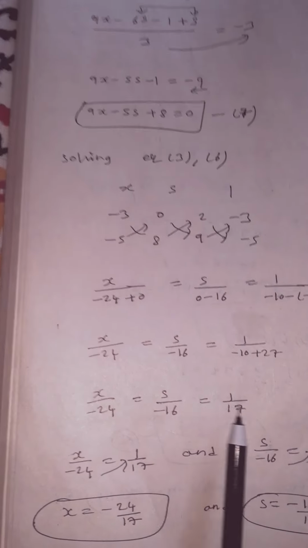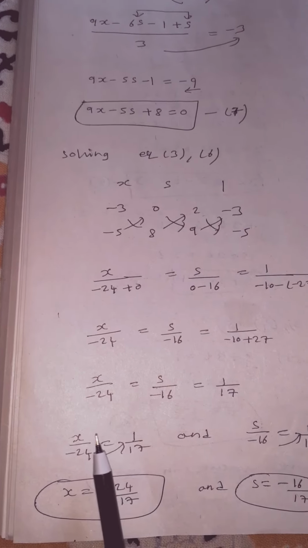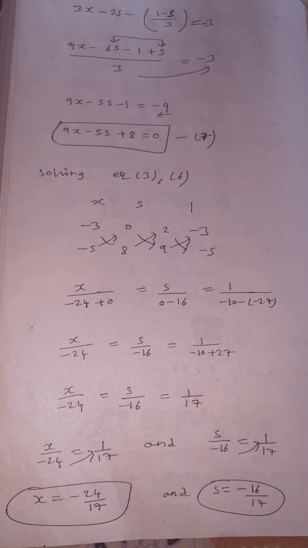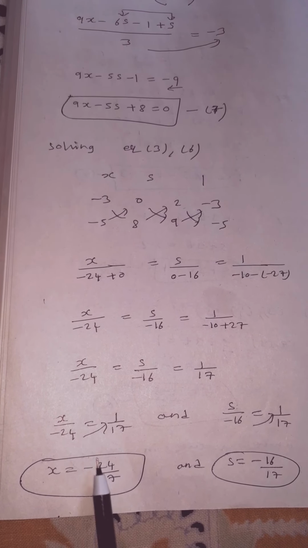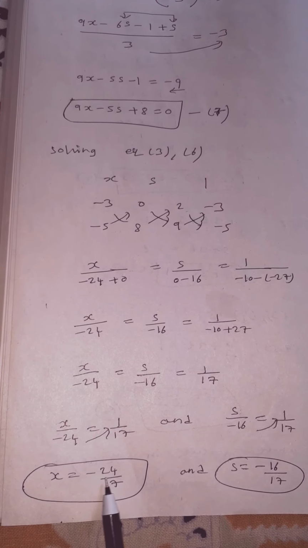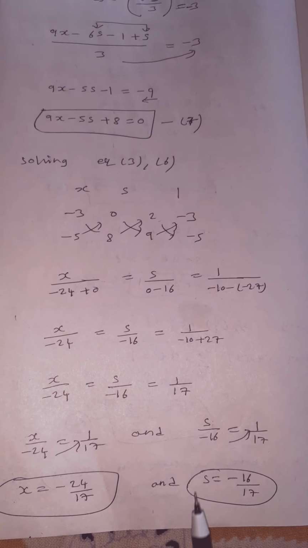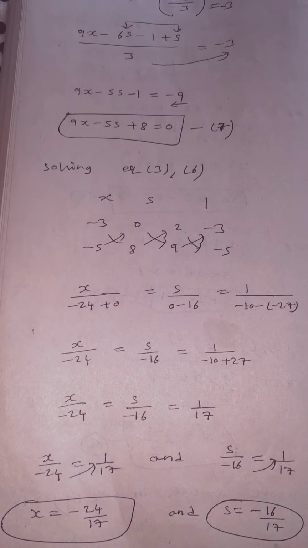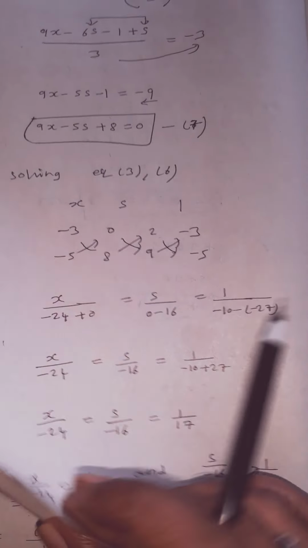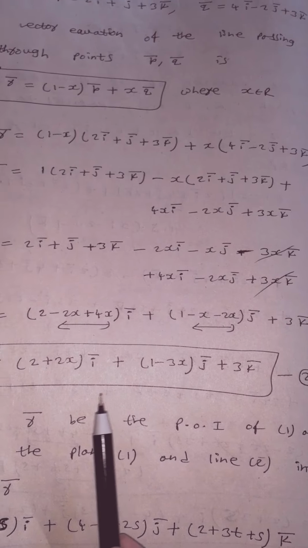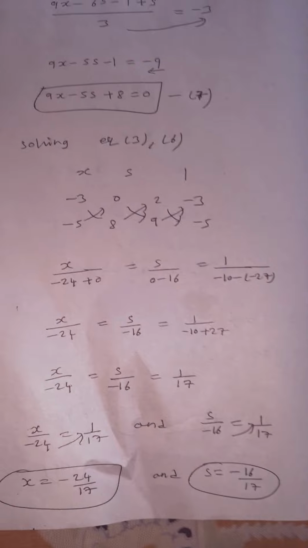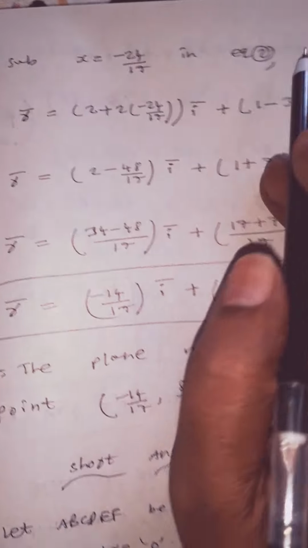So equate first and last, second and last. So x by minus 24 equal to 1 by 17 and s by minus 16 equal to 1 by 17. Send this division value that side. So x equal to minus 24 by 17 and s is equal to minus 16 by 17. So we want x value, children, according to equation number 2. According to equation number 2 we want x value. So we got how much? Minus 24 by 17. So substitute that value in equation number 2.